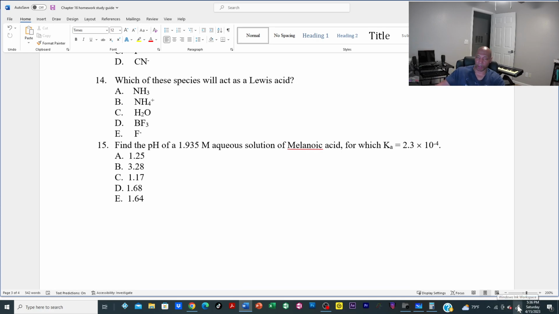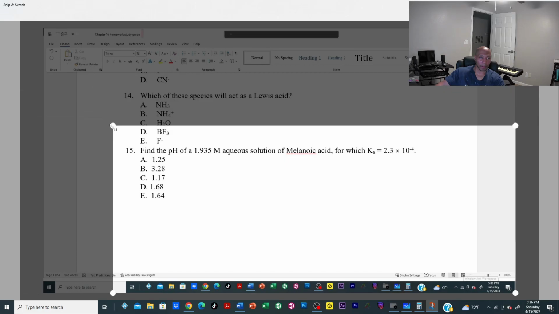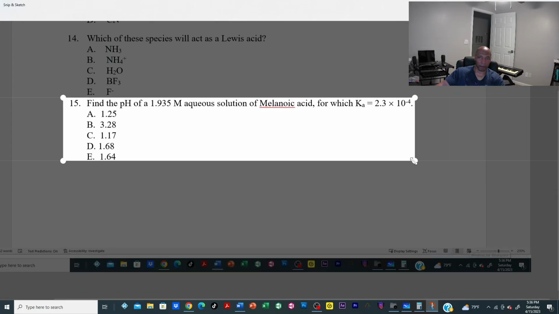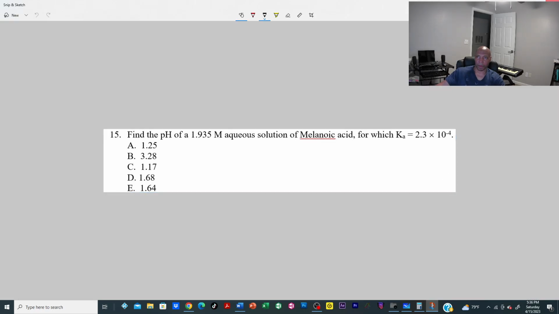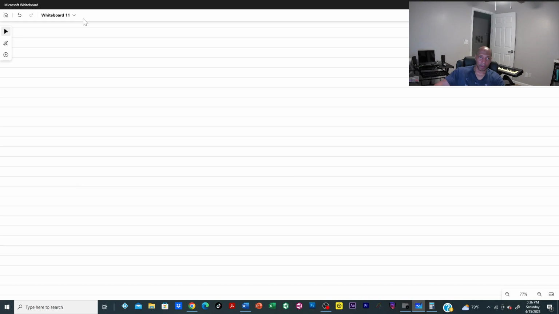All right. Number 15, find the pH of a 1.935 molar aqueous solution of melanoic acid. That's something I just pulled out of my behind. Of course, melanoic acid doesn't exist, but I give you a Ka of 2.3 times 10 to the negative 4. So let's go ahead and find the pH of melanoic acid.